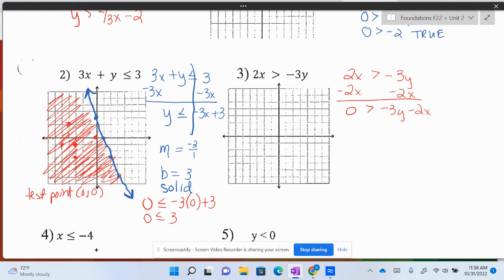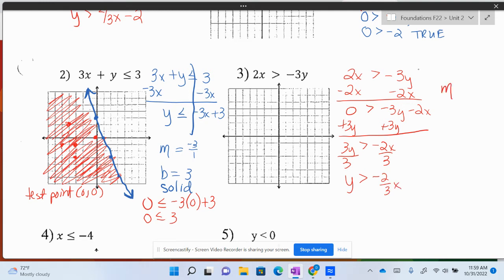And then what? Now I'm going to add the 3y because I need the y to be on the other side. So now I have 3y is greater than negative 2x. Divide everything by what? Divide everything by 3. So this is the inequality y is greater than negative 2/3 x.